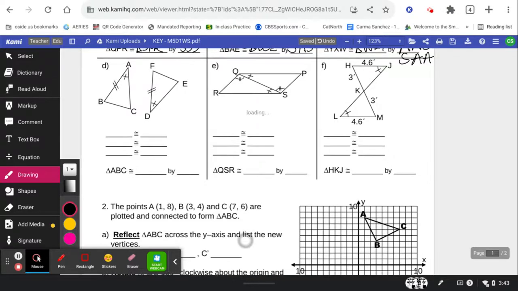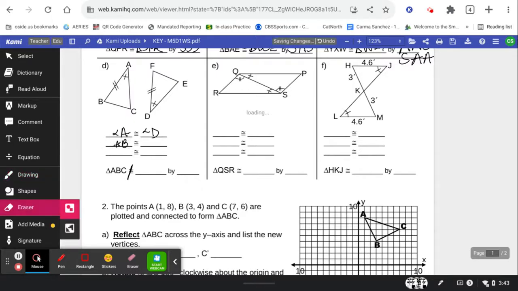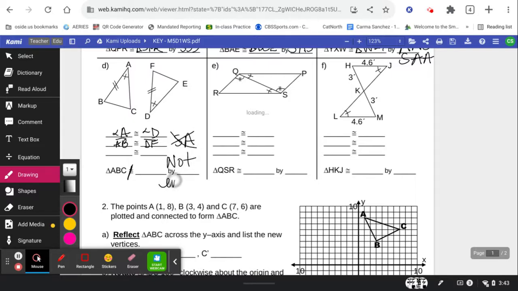The next one does not have enough for congruency. It only has an angle and a side. Oops, not angle AB, side AB. And so just a side and just an angle is not enough for congruency.